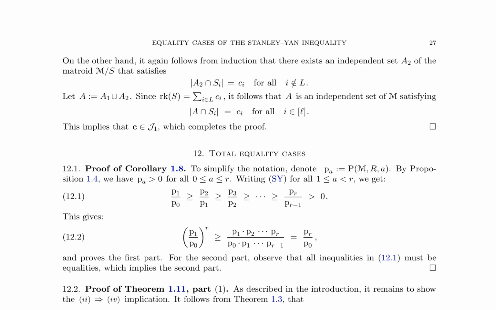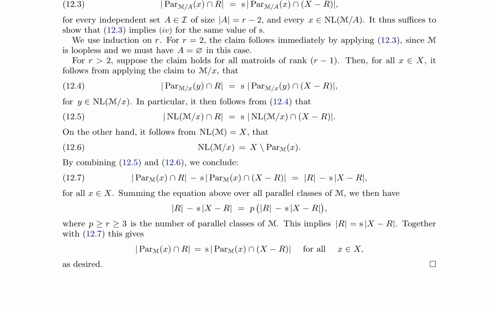Firstly, let's consider the double matroid example, where M is a matroid with a ground set X = R0 R1 S0 S1, and R = R0 R1. Here, we have P(M,R,0) > 0 and P(M,R) > 0, with the Stanley-Yan inequality holding for A = 1. However, the total equality condition (E) in Theorem 1.9 fails for A = R1, thus disproving Conjecture 1.10 and proving the second part of Theorem 1.11.